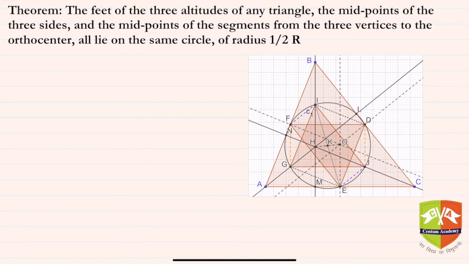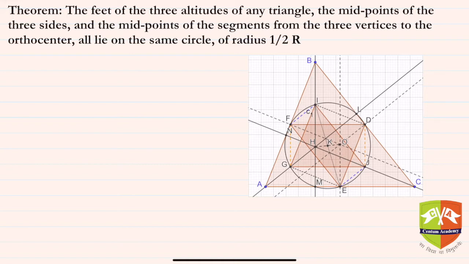In doing so, we will also end up proving that the center of this 9-point circle actually lies on the Euler line of the triangle. And what is the Euler line, guys? The line joining the orthocenter and the circumcenter of a triangle is called the Euler line. And we will be seeing that the center of the 9-point circle also lies on the same Euler line.